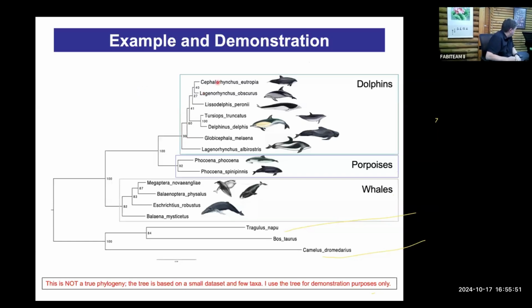On the same topic, there's a question that says, is it okay to collapse a node with multiple sequences of the same species? Oh, yeah. Because if there's no support, there's no support.